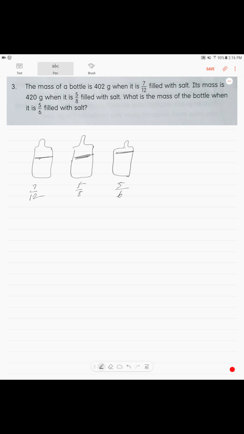Right, the problem here is that all these fractions are different, they have different denominators, right? So we just need to transform them into fractions with the same denominator, right? And the common denominator for all of them will be 24, right? So 7/12 is 14/24. 5/8 is 15/24, and then 5/6 is 20/24.